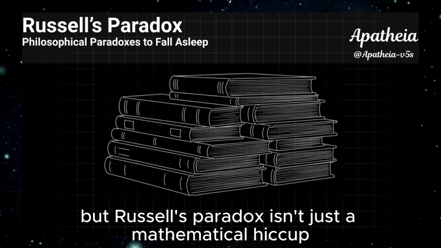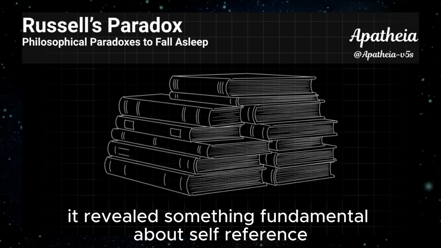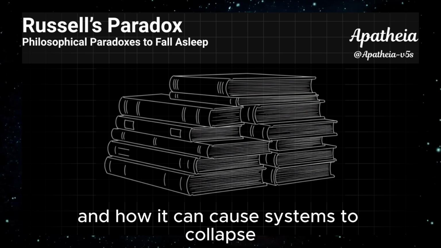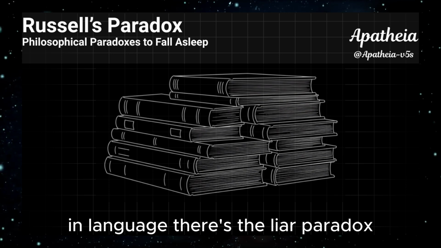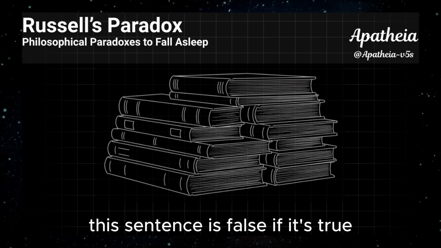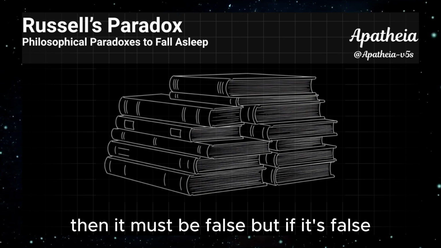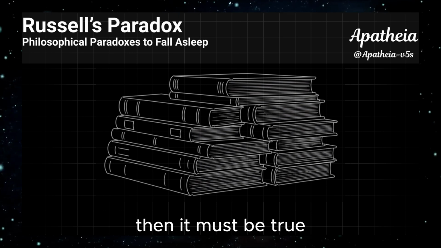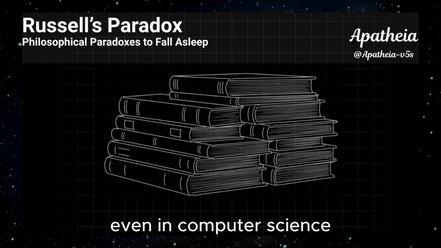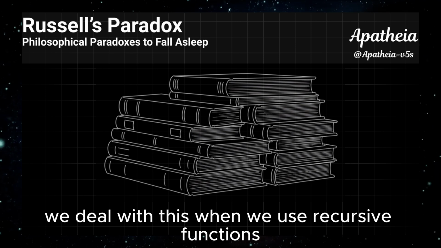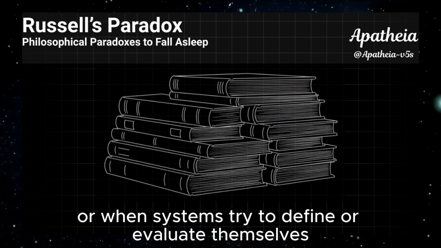But Russell's paradox isn't just a mathematical hiccup. It revealed something fundamental about self-reference and how it can cause systems to collapse. You see this problem pop up in other places too. In language, there's the liar paradox. This sentence is false. If it's true, then it must be false. But if it's false, then it must be true. It's the same kind of logical loop. Even in computer science, we deal with this when we use recursive functions, or when systems try to define or evaluate themselves.